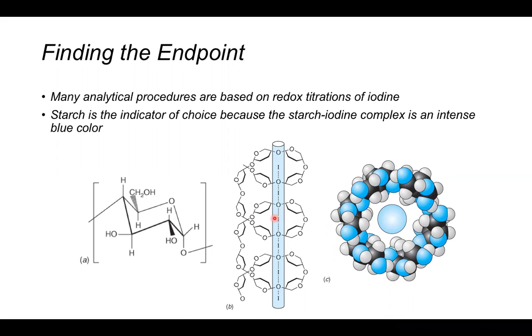So starch is the indicator of choice because the starch iodine complex is an intense blue color. That's due to the interactions between iodine and the different polysaccharides within the starch. And so that forms these cages which hold and coordinate the iodine in the center. And that creates this kind of conjugated system, which produces this incredibly vibrant dark blue color. And it's really obvious initially. Once you add a little bit of starch to a little bit of iodine, you just get this super dark blue color. It's almost black. It's so blue.